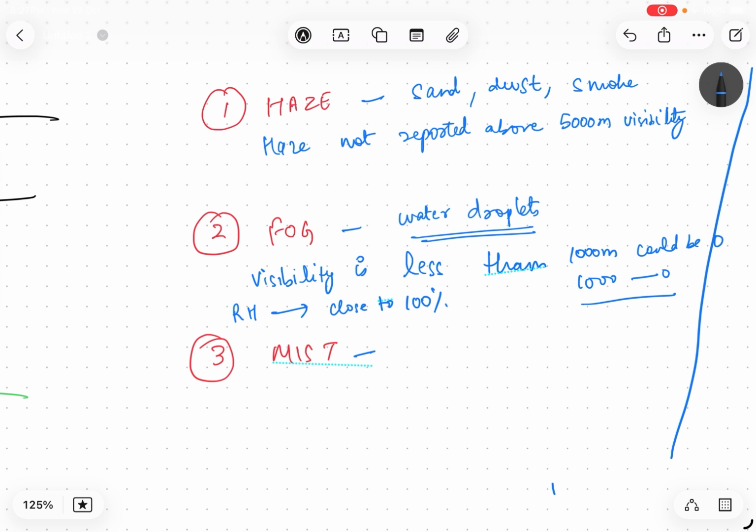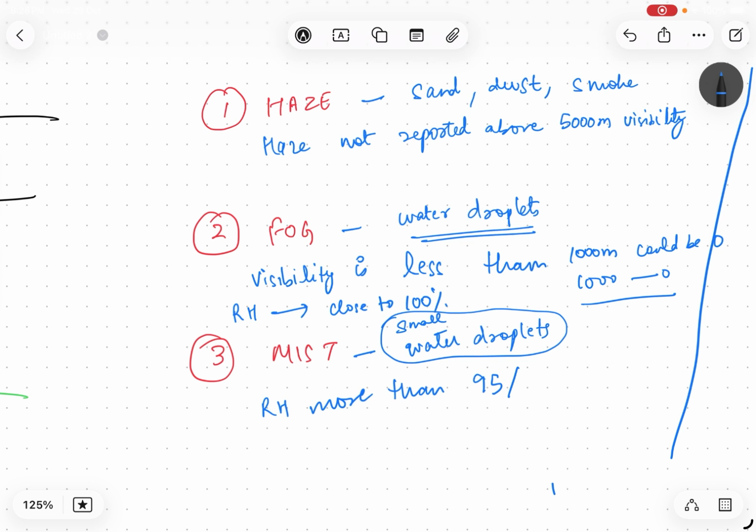Now when we talk about mist, mist is again water droplets, but these are smaller water droplets. So I would write small water droplets. Okay, so that causes mist. It's again water droplets, definitely. Here the relative humidity, because the water droplets are small, is more than 95%.